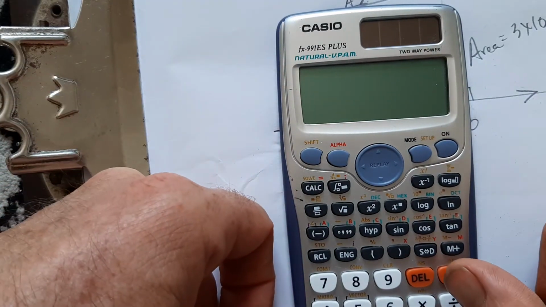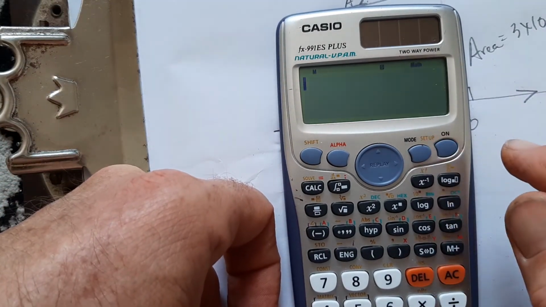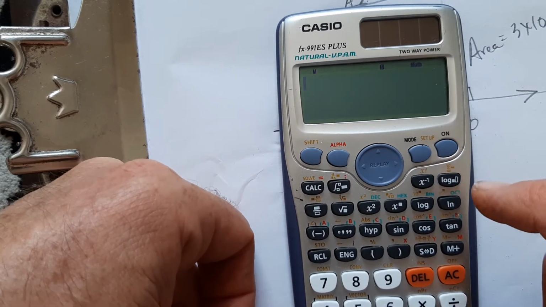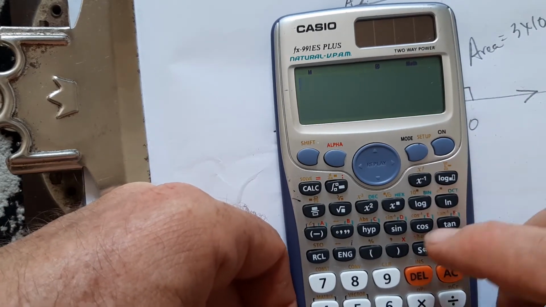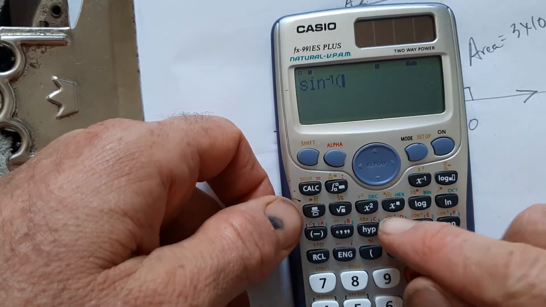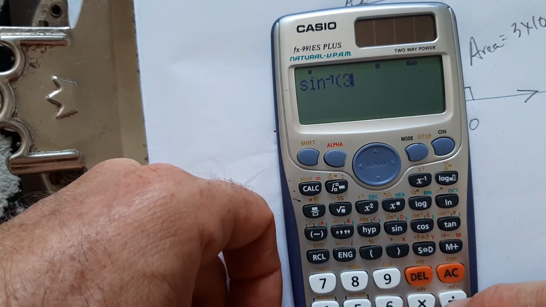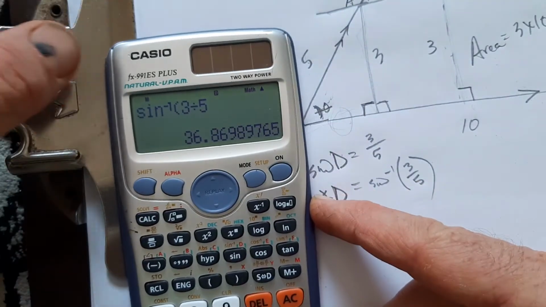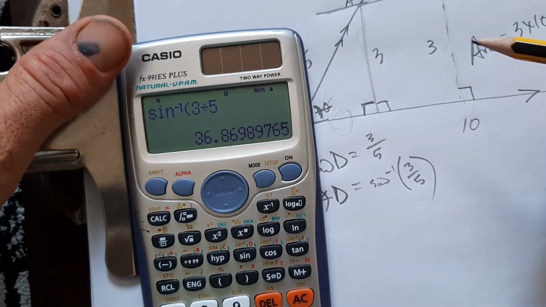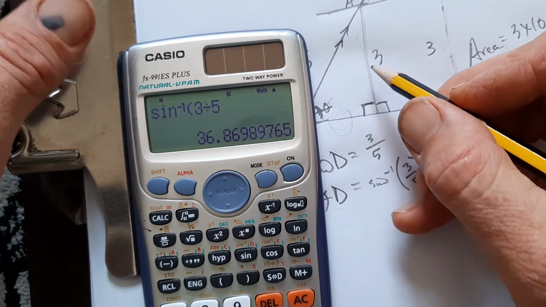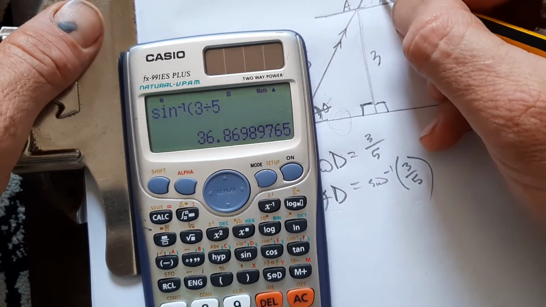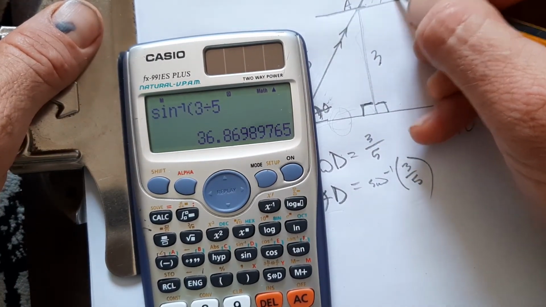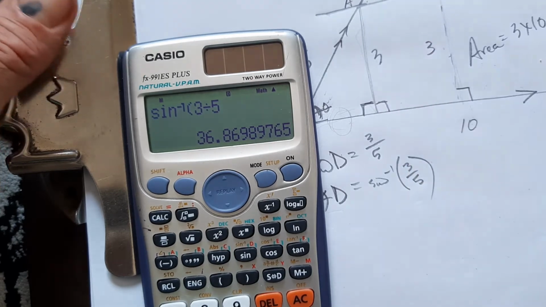One thing that really bothered me about this drawing is it's so inaccurate. I don't know if they meant it to be horribly inaccurate. Sine inverse of 3 divided by 5 equals. You memorize a lot of things, so you probably recognize that angle. Which special angle is that? 36.9, or 37 degrees?